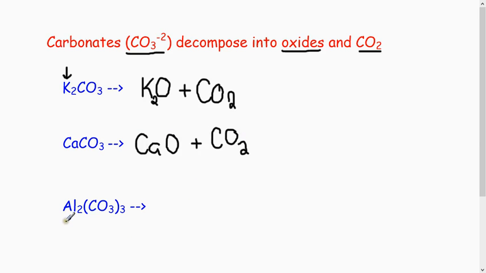The last one I have is aluminum carbonate. Again, the first element, in this case aluminum, goes with my oxygen to form the oxide. Look up the charges. Al is a +3 charge, oxygen is a -2, so it will be Al2O3, plus my other product will be the carbon dioxide.